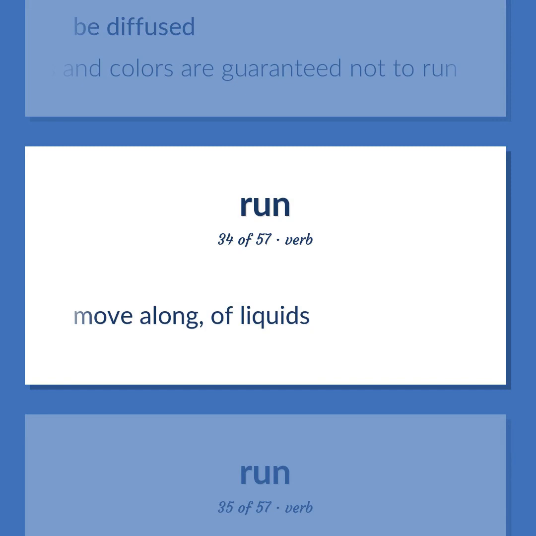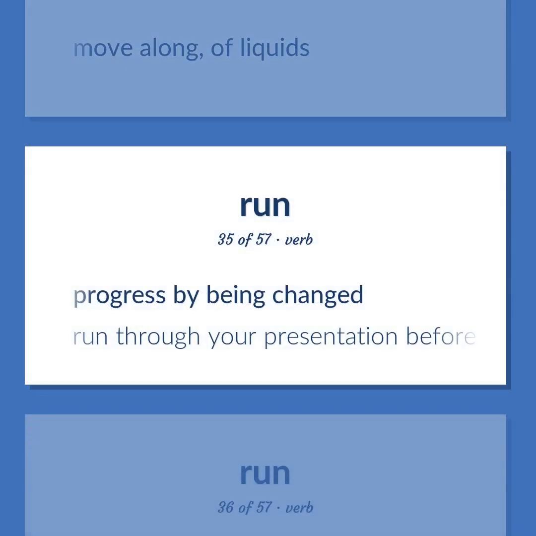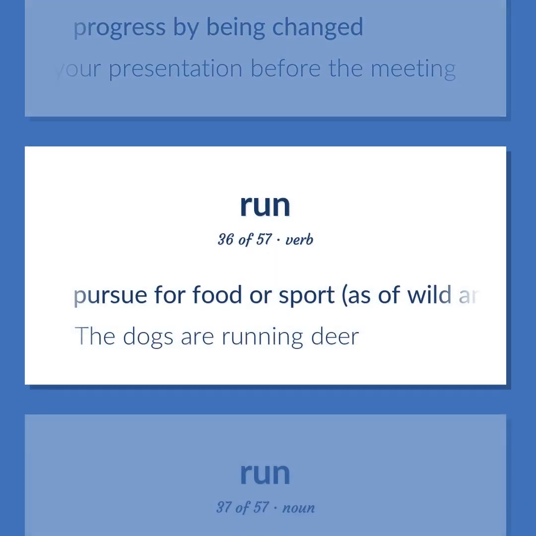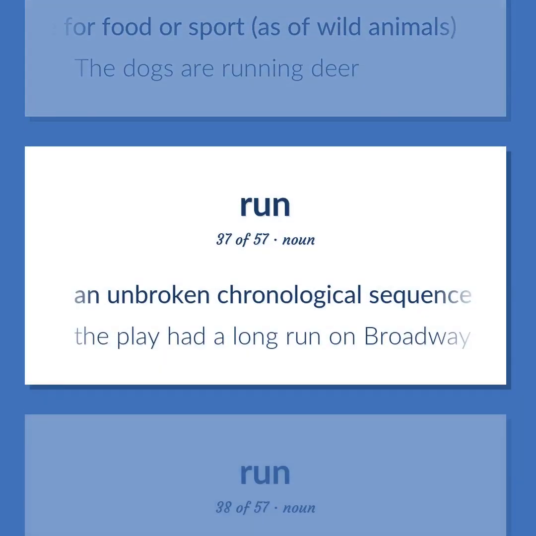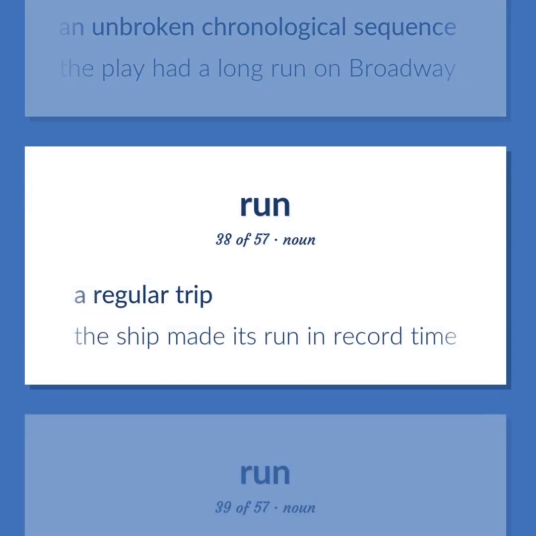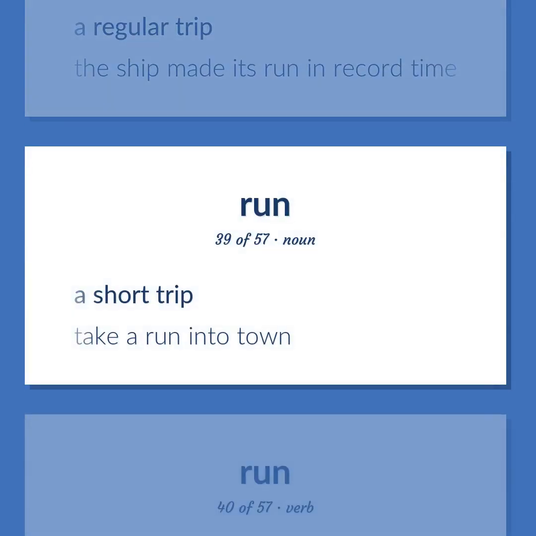Move along, of liquids. Progress by being changed. Run through your presentation before the meeting. Pursue for food or sport, as of wild animals. The dogs are running deer. An unbroken chronological sequence. The play had a long run on Broadway. A regular trip. The ship made its run in record time. A short trip. Take a run into town.